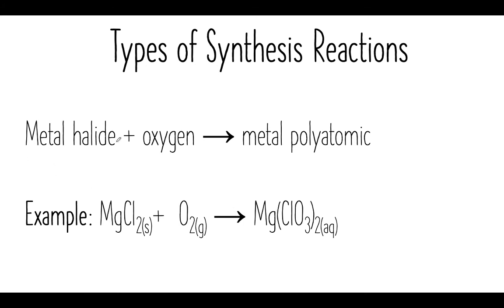Next, we've got a metal halide. So halide references halogens, so group 17. For example, you've got chlorine here, but it could also be fluorine or bromine or iodine. And that metal and that halogen are together in one compound, which reacts with O2 or oxygen to form the metal polyatomic ion. And that halogen that was in the metal halide is going to be the one in the polyatomic ion. So that polyatomic ion is going to include whatever halogen was in the reactant side.